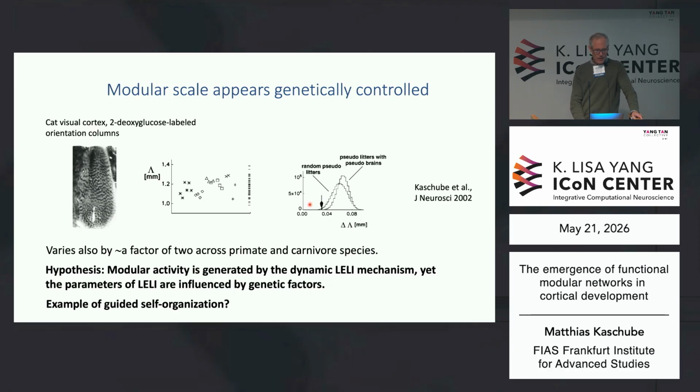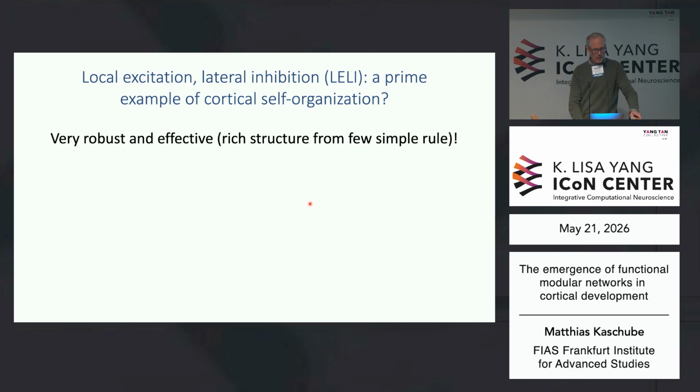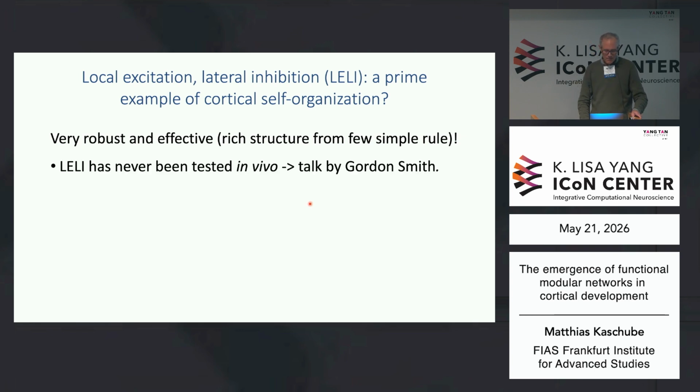And so this brings me to what I would like to get into in this talk today. Lilai is a very robust and effective mechanism. It provides a rich structure from a very simple rule, but it has never really been tested in vivo. We have done work on this, and this is work that is presented later in the next talk by Gordon Smith, so I would like to defer to him on this question.